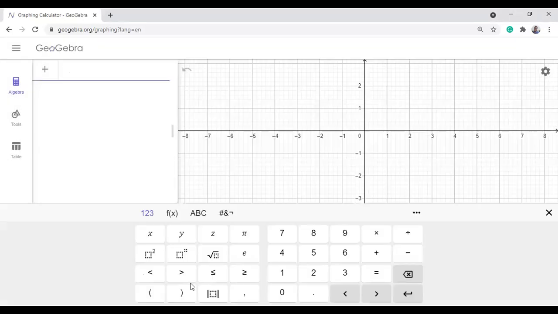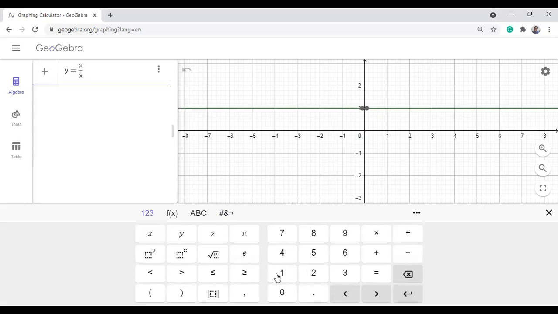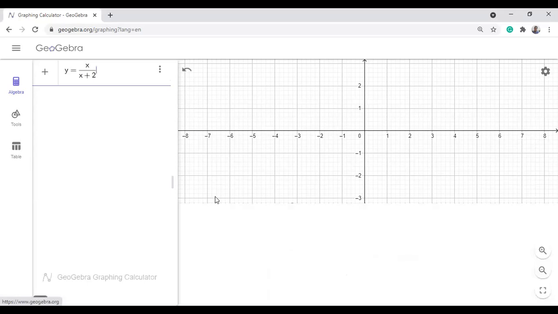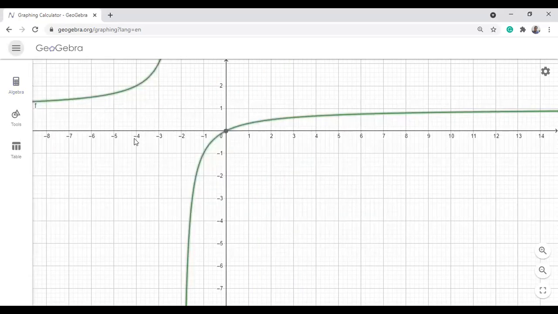So you can type the given rational function, y equals. There are 2 ways of doing that. One is by typing the original rational function, or you can type the ordered pairs in the table of values that we have set a while ago. If we type the given rational function, y equals, what's that? x over x plus 2, right? Yes, x plus 2.